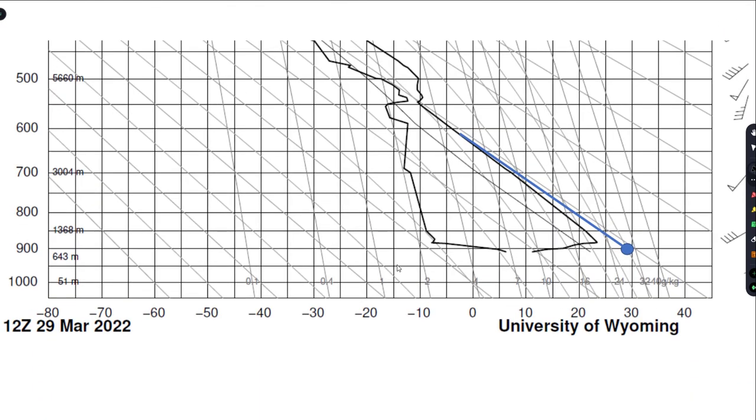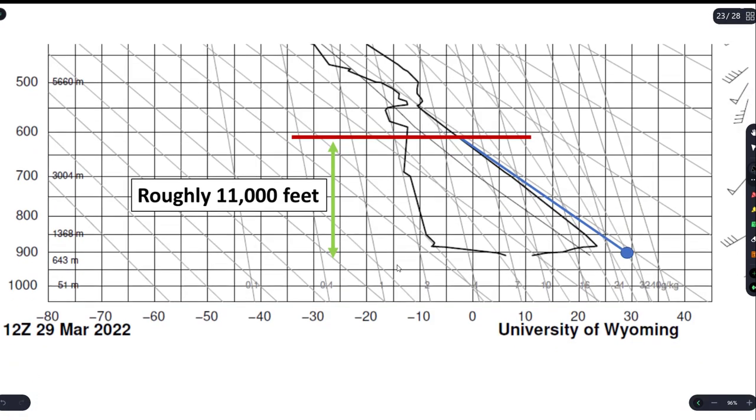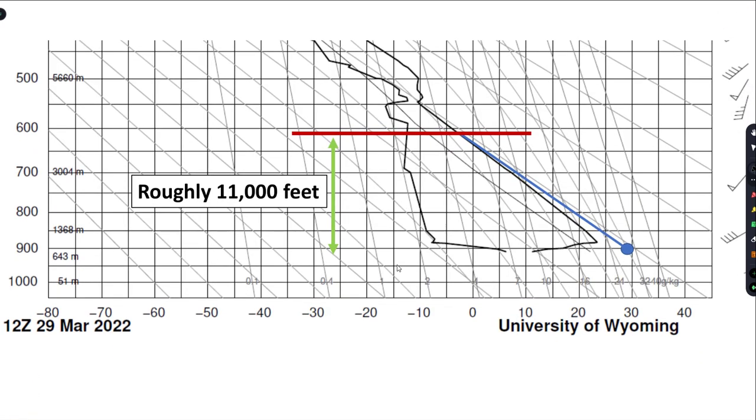Our parcel rose at the dry adiabatic lapse rate, and our mixing height ends up being 11,000 feet above the ground. So in the morning, our surface temperature was here. The smoke column really can't do anything because the air can't rise through this very, very strong inversion. But as the temperature of the surface warmed up, we were able to overcome that inversion. The inversion broke, if you will, and our air parcels were able to rise to a very high height.